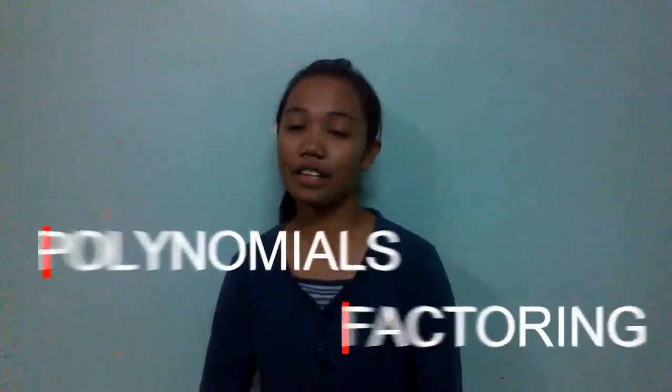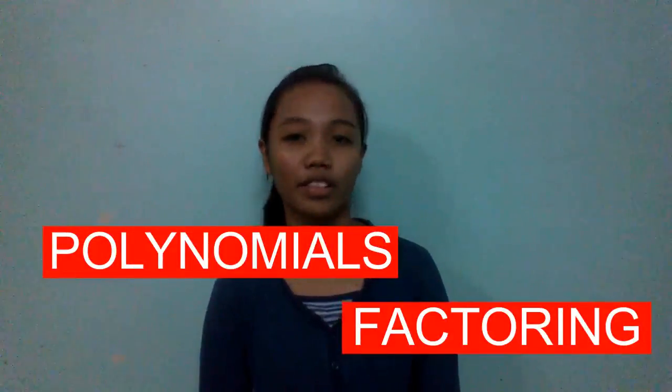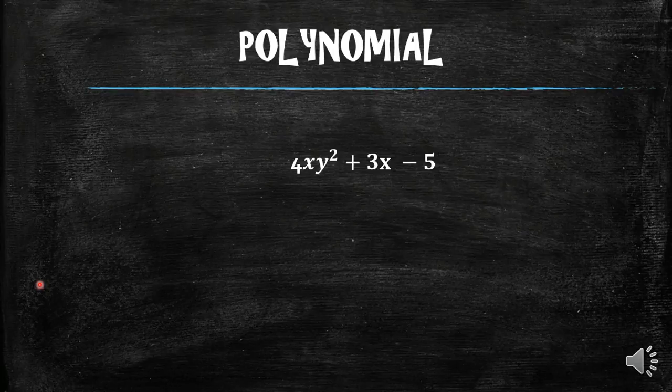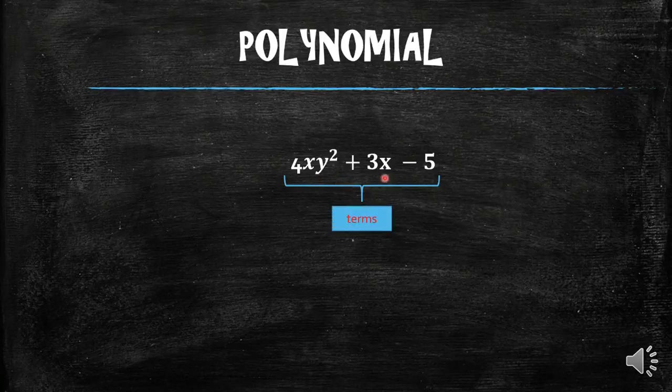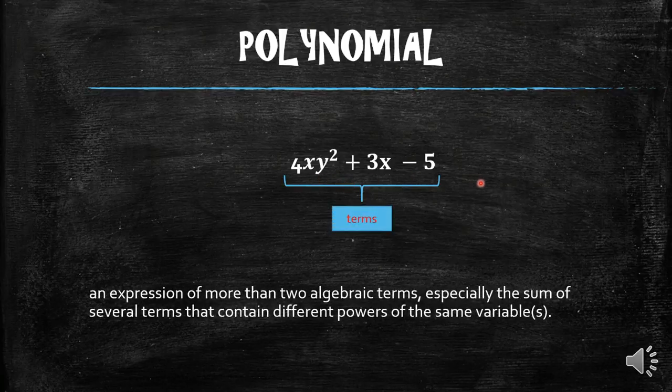But first, let us recall what is a polynomial and what is factoring. A polynomial looks like this: 4xy squared plus 3x minus 5. These are called terms. So a polynomial is an expression of more than two algebraic terms, especially the sum of several terms that contain different powers of the same variables.